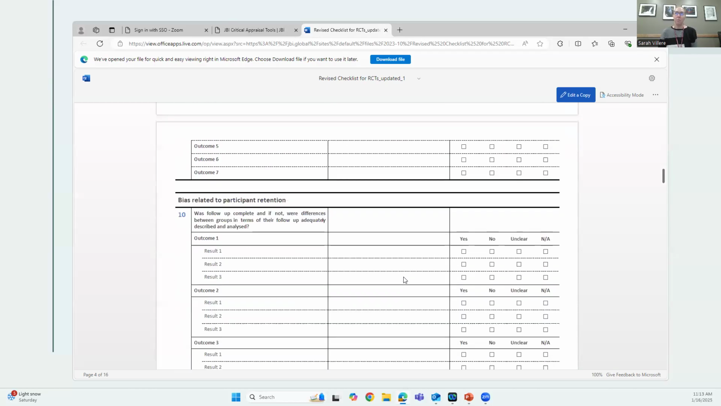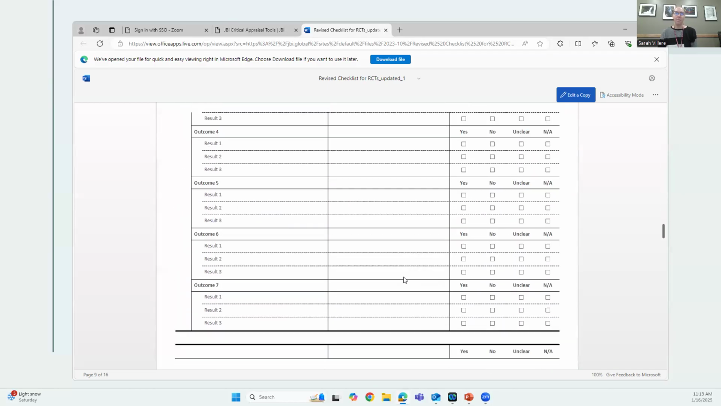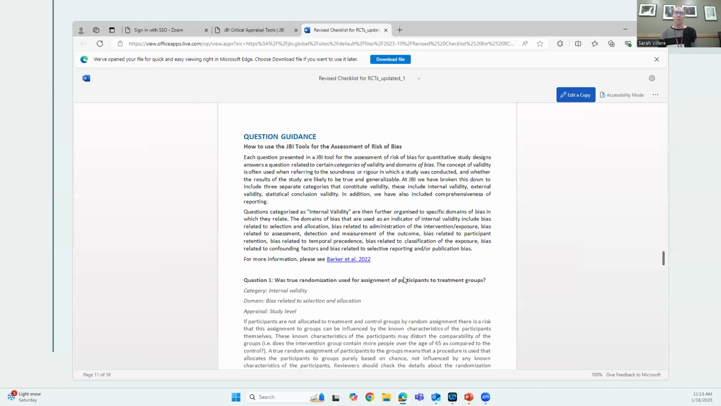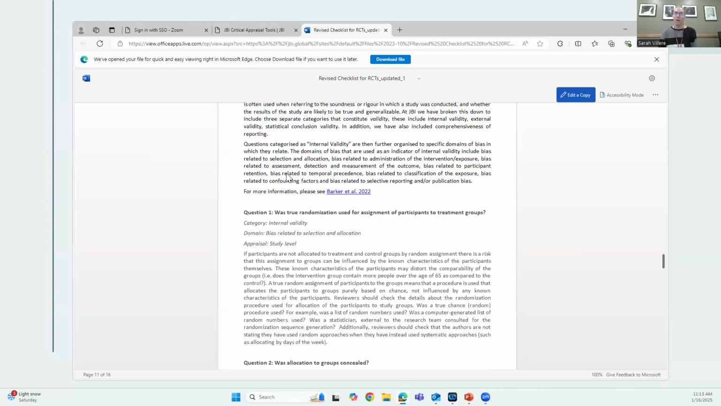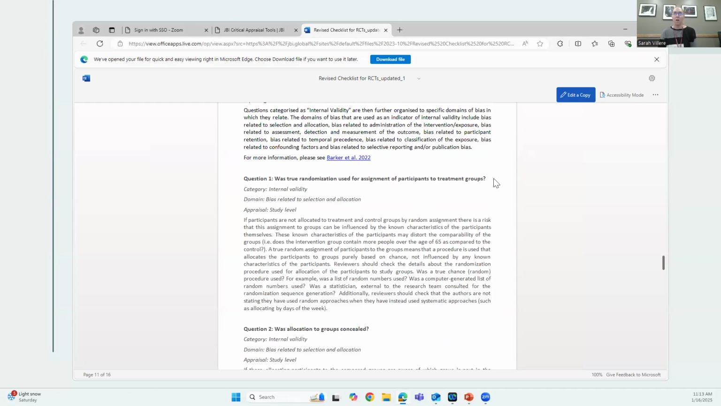Scrolling down to the bottom of the checklist here, you'll notice they have what's called question guidance. And this is really giving you more explanation to each of the questions so that if you have a question that you're not sure of, or you don't understand why this is an important question, you can come down here and it's going to tell you a little bit more about it, as well as what you should look for as the reader so that you feel confident that you're answering this question correctly.